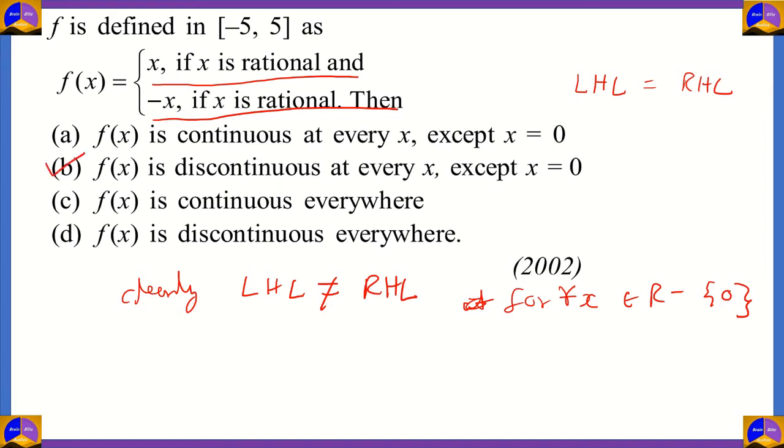So continuity means both the functions have the same value at a particular point. Here, for every value of x, f of x differs because of the sign, except for 0. So that's why option B is correct. Options A and C are incorrect because they talk about continuity, and D, f of x is discontinuous everywhere, is incorrect because at 0 both the values are equal.